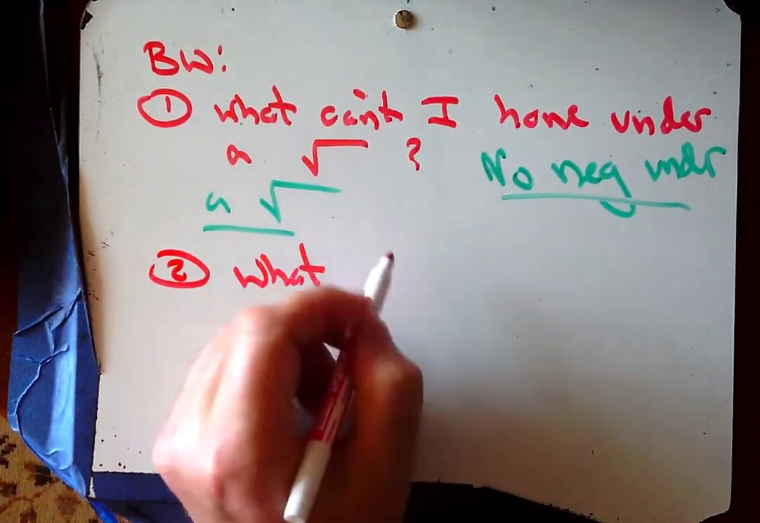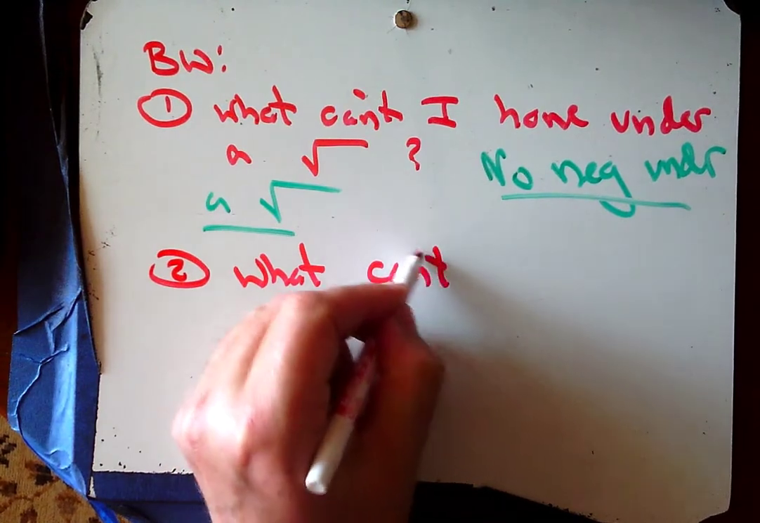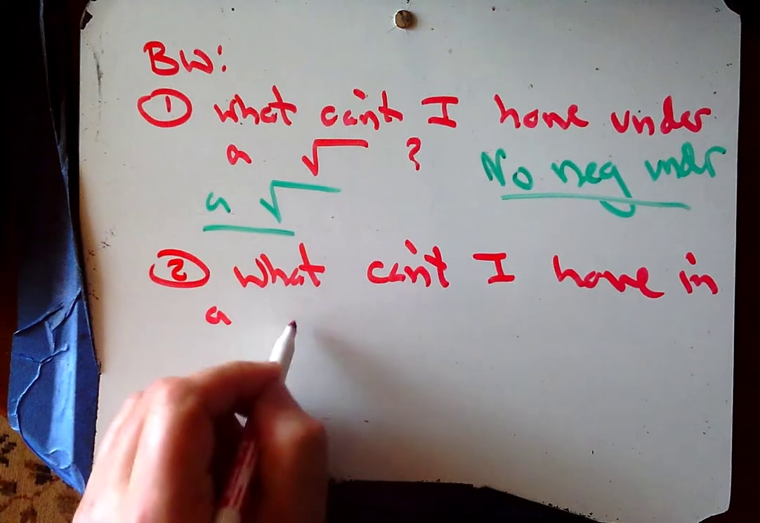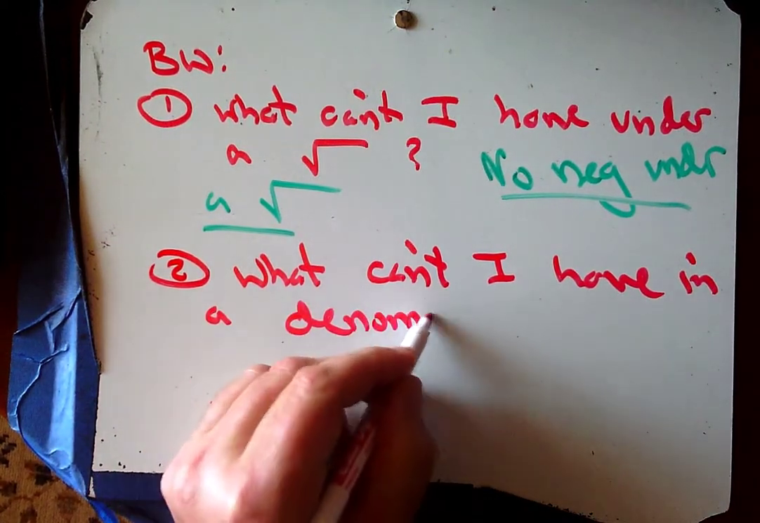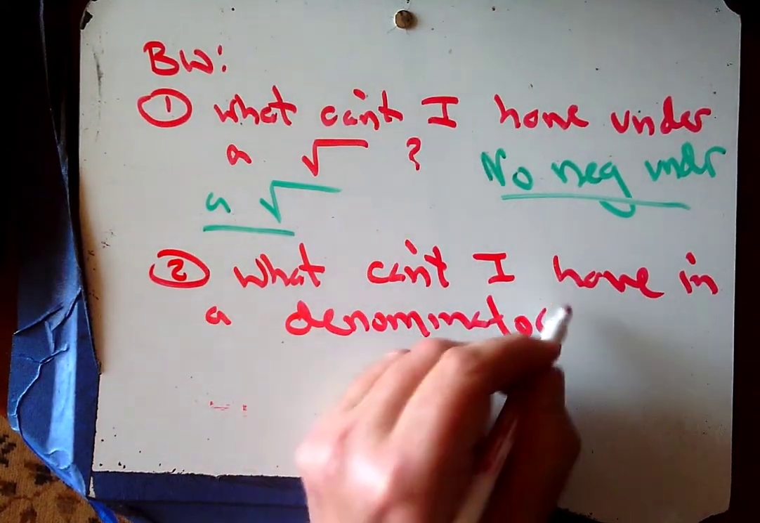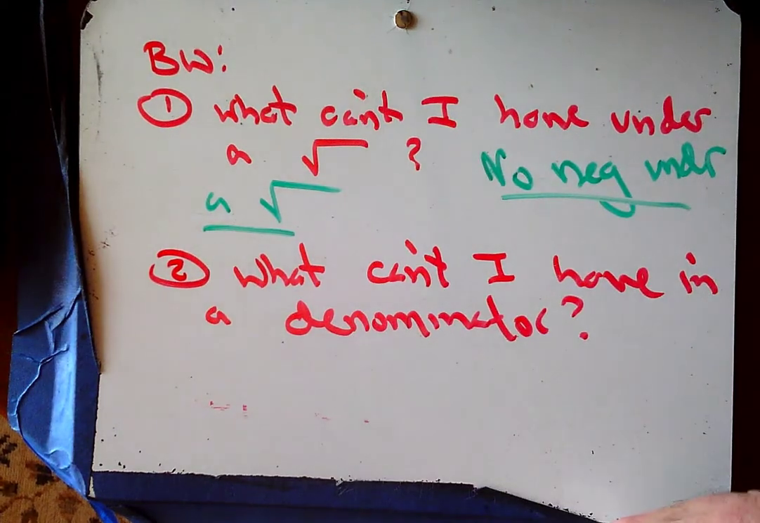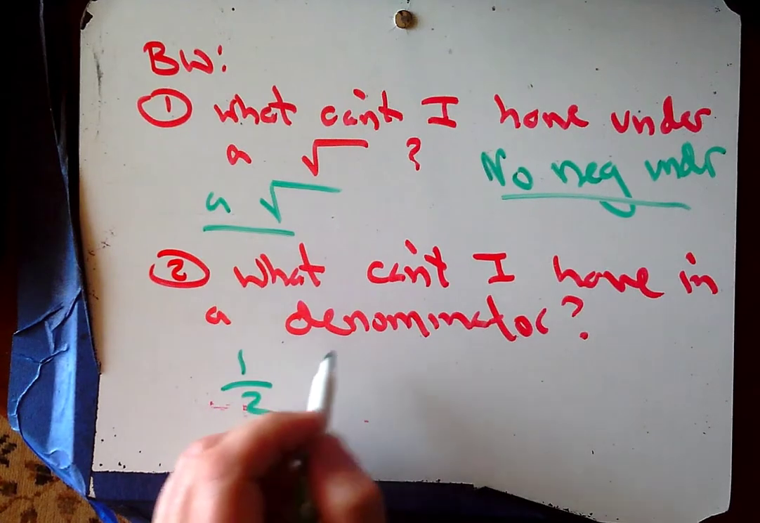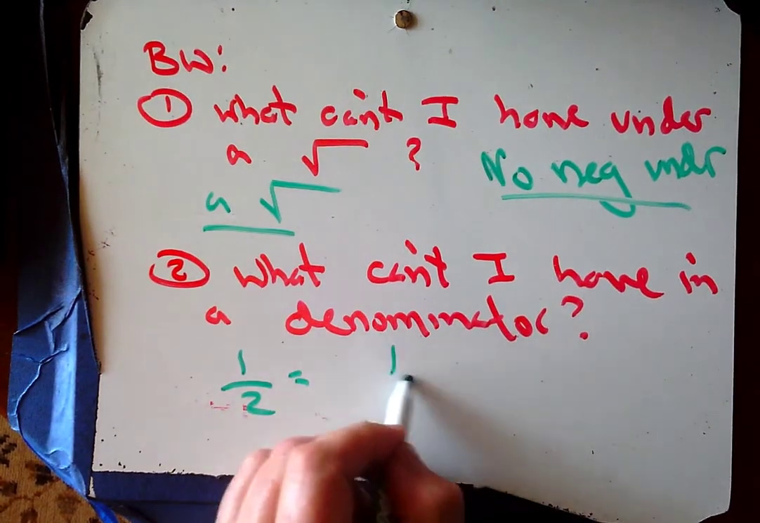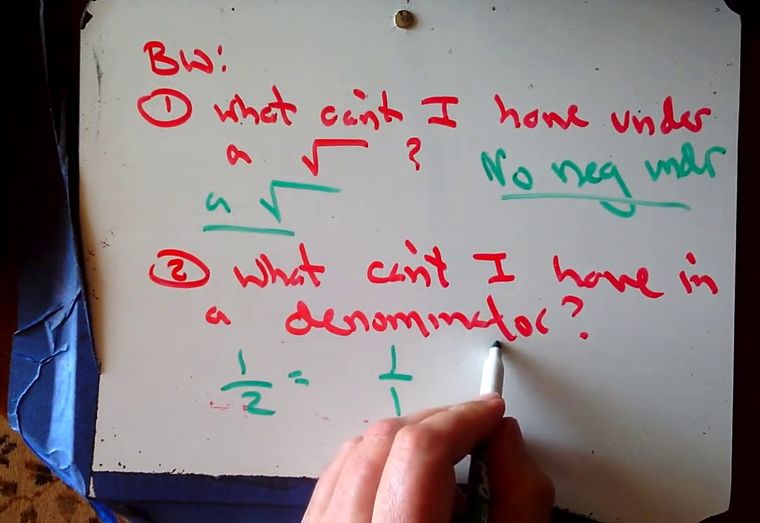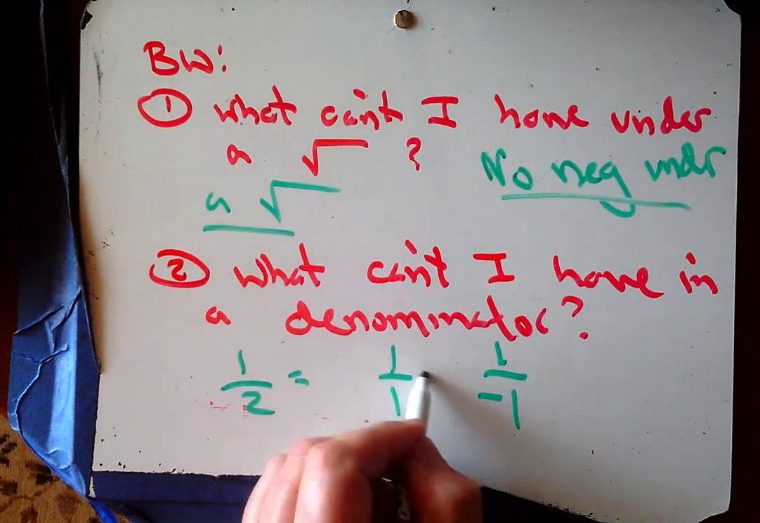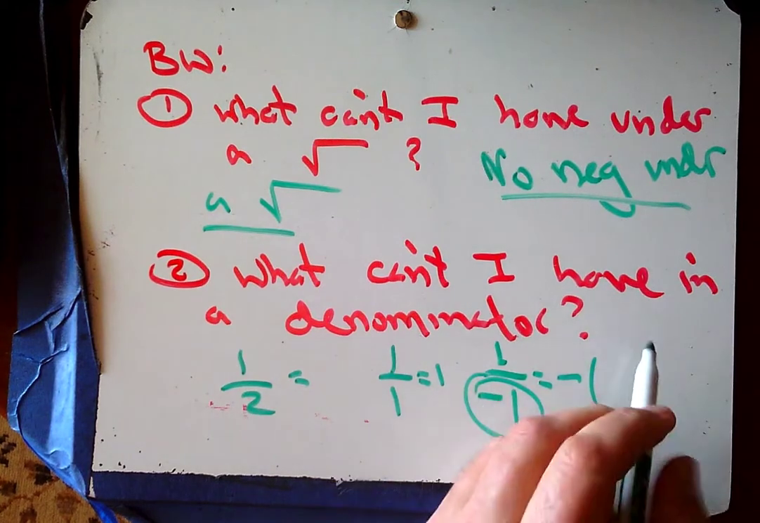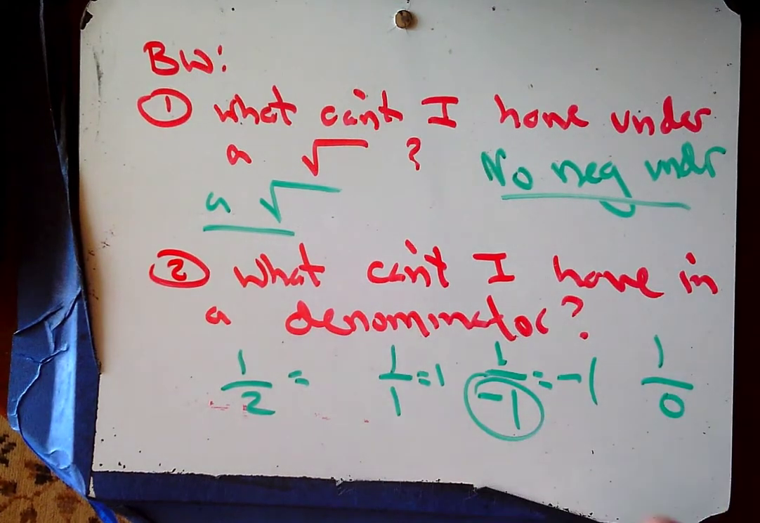What can't I have in a denominator? Well, let's go through the same sort of process. I can have a 2, sure. I can have a 1, but I could even have a -1. So negative isn't a problem in the denominator, but what about a 0?